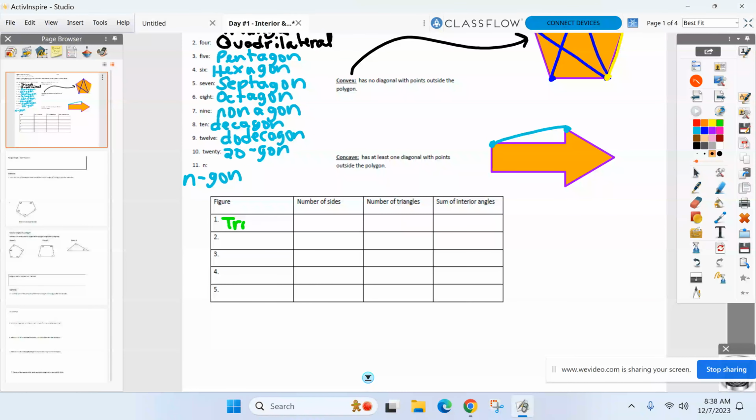A triangle, a quadrilateral. We're also going to look at a pentagon, hexagon, and an octagon. You guys can go ahead, fill in the number of sides because we've already discussed that.